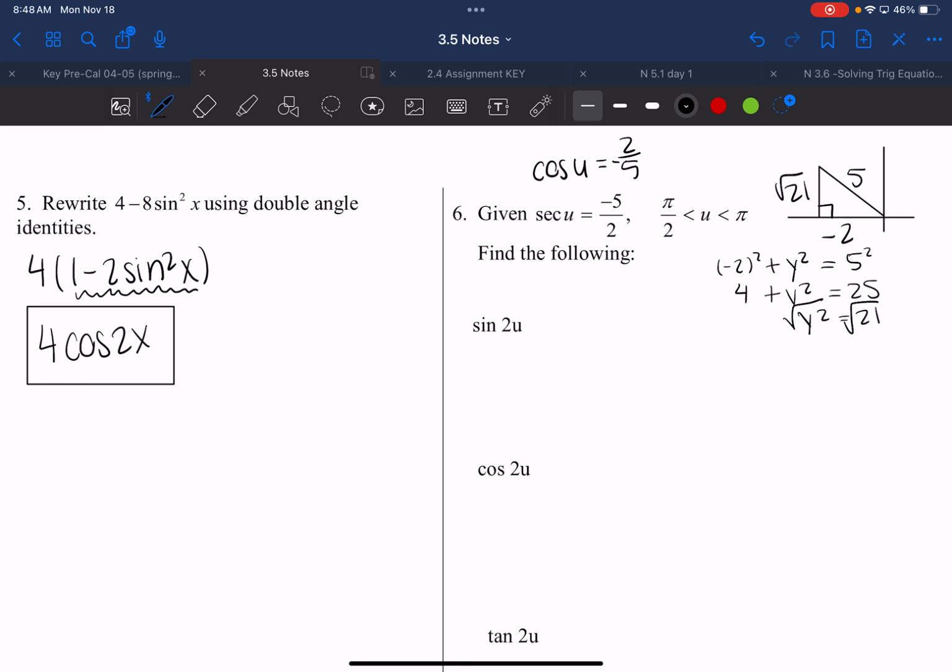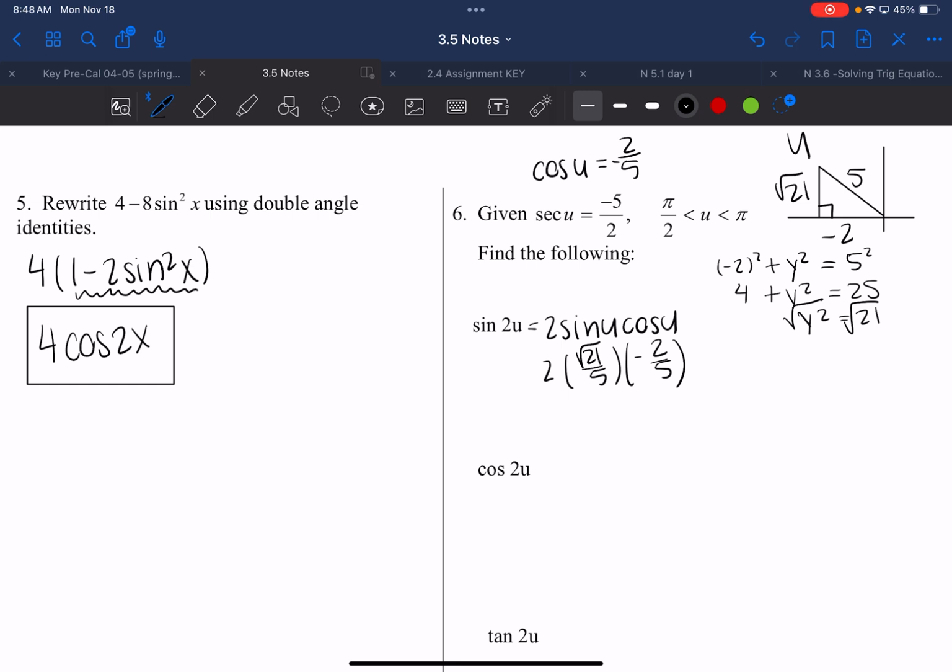Okay, so when they ask for sine of 2u, how are we allowed to rewrite sine of 2 times a variable? So 2 sine of u, cosine of u. All right, and this figure is representing u. What would sine be in this figure? Good. And what is cosine for this figure? Nice.